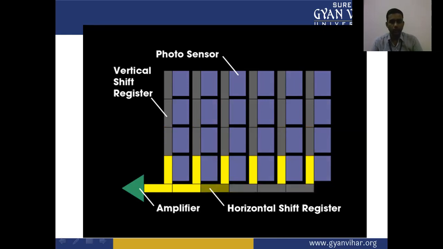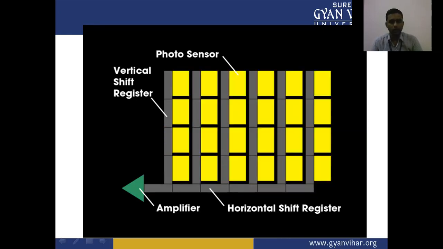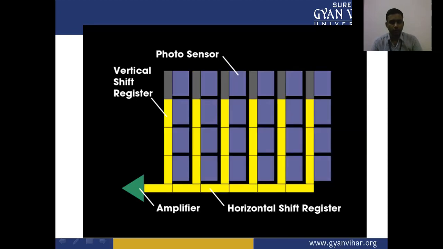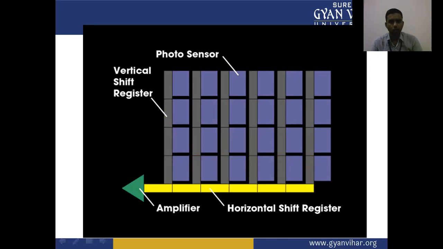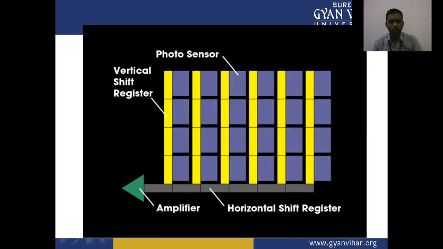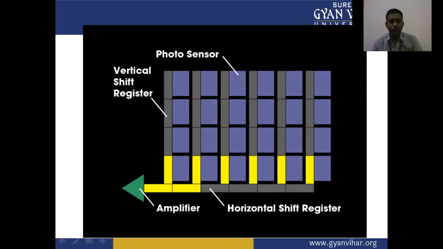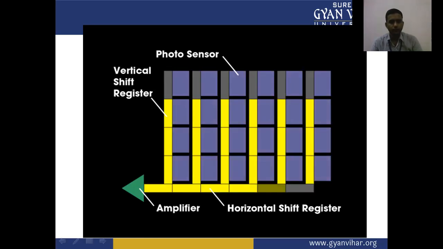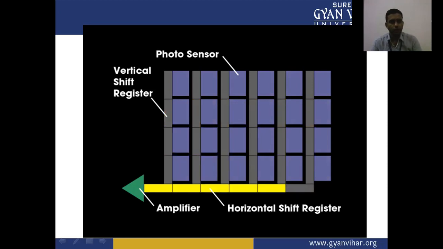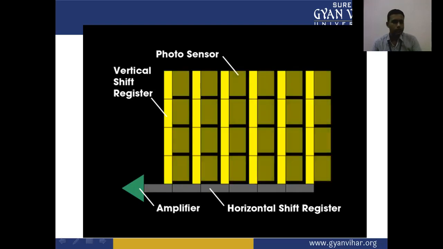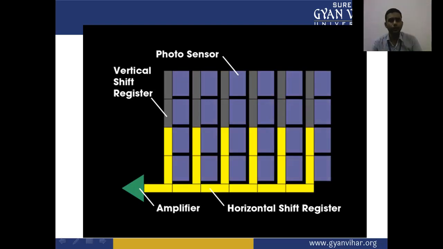electrical signal. The photosensors are connected with the vertical shift registers, and all the vertical shift registers shown here are connected with the horizontal shift register, and the complete output of the shift register is given to the amplifier. So the amplifier will produce the electrical signal. So this image is converted into the electrical signal.